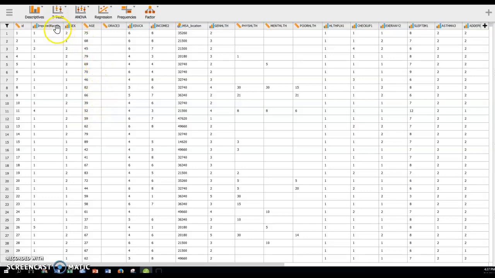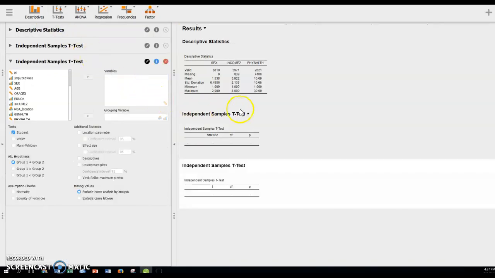Let's go ahead and take a look at t-tests. We're going to look at some differences between male and females here. So we're going to use an independent samples test. We're going to start off looking at is there an income difference between the two groups, and then is there a difference in the number of days of poor physical health.